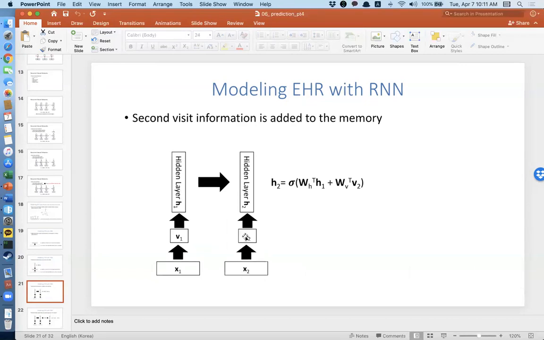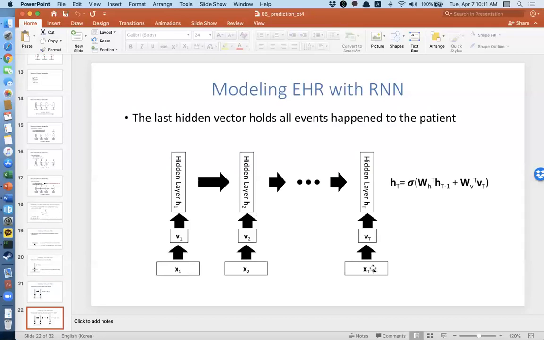So X2 becomes V2, and then you plug in V2 to your RNN. Now you have the V2 times your WV, but you also have your H1 times WH. So you're reusing your previous hidden layer information. You're starting to mix up past information with the current information. And that becomes your H2. And then you do this again and again and again until the end of your sequence, XT.